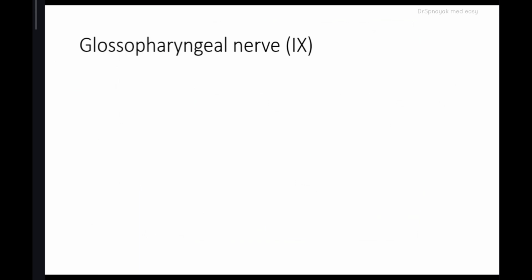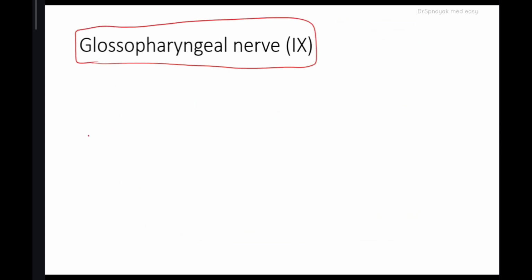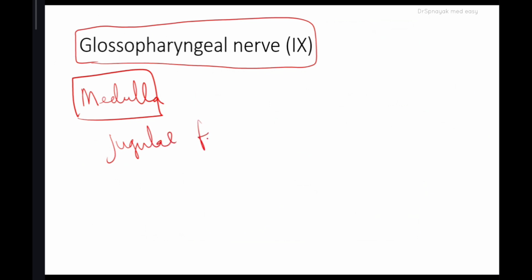Now let's see the ninth cranial nerve, which is called the glossopharyngeal nerve. There are some important points you have to remember about it. This is important in physiology. The glossopharyngeal nerve is arising from the medulla of the brain, and it is coming out of the cranium through the jugular foramen.